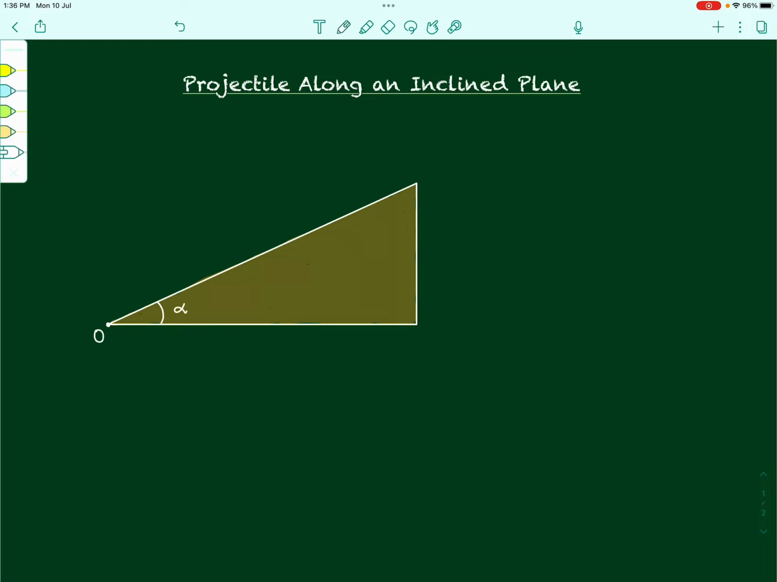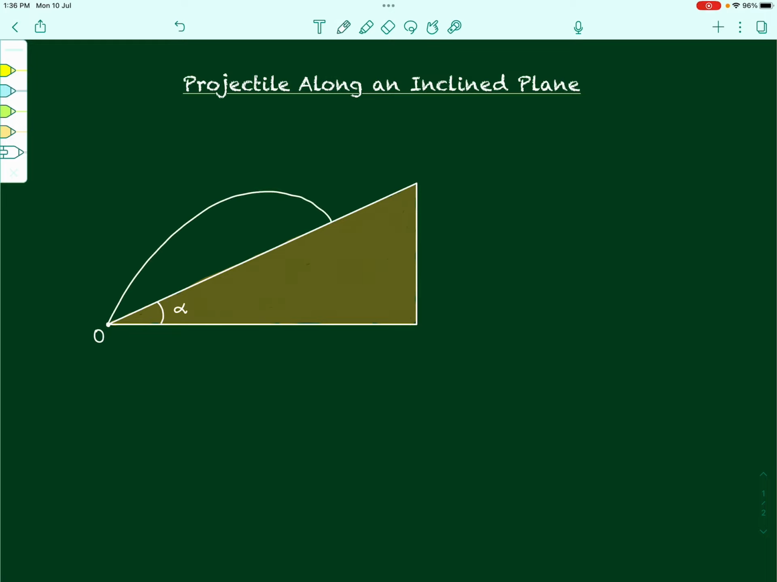Next, we discuss the last and the trickiest type of projectile motion, which is a projectile along an inclined plane. Here we have an inclined plane, and let's call the point of projection the point O. It is from this point O that we project a projectile, having an initial velocity u, making an angle of beta, let us say, with this incline.